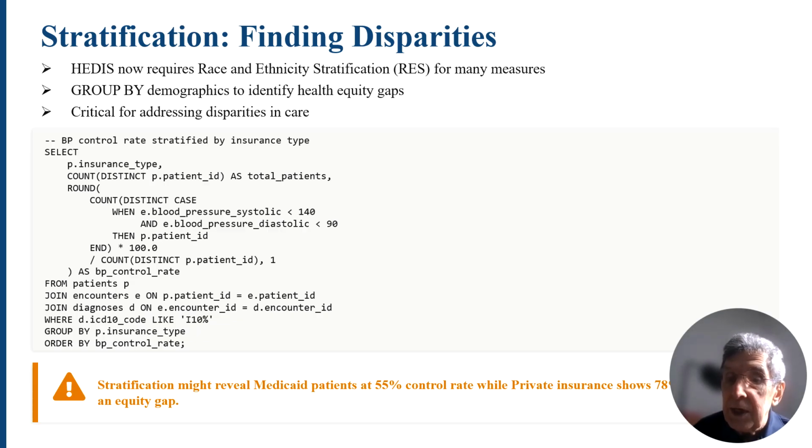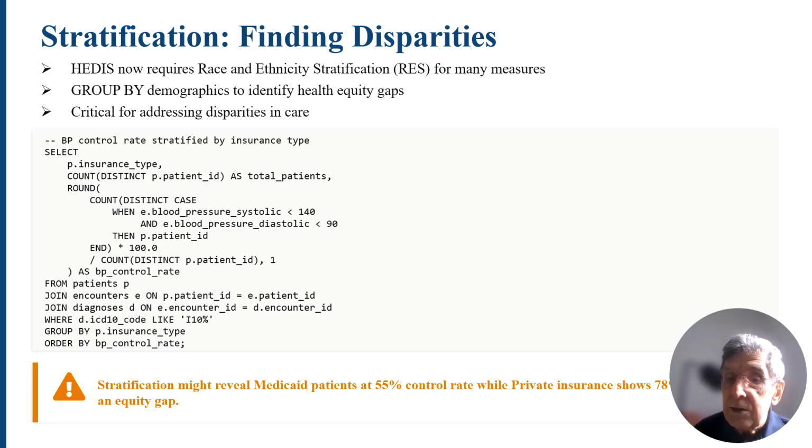The hypothetical insight at the bottom illustrates why this matters. For example, if your overall blood pressure control rate is 68%, that might look acceptable. But if the Medicaid patients are only 55%, while the private insured patients are at 78%, this reflects a significant equity gap that the overall numbers mask. Without stratification, you might not see it.